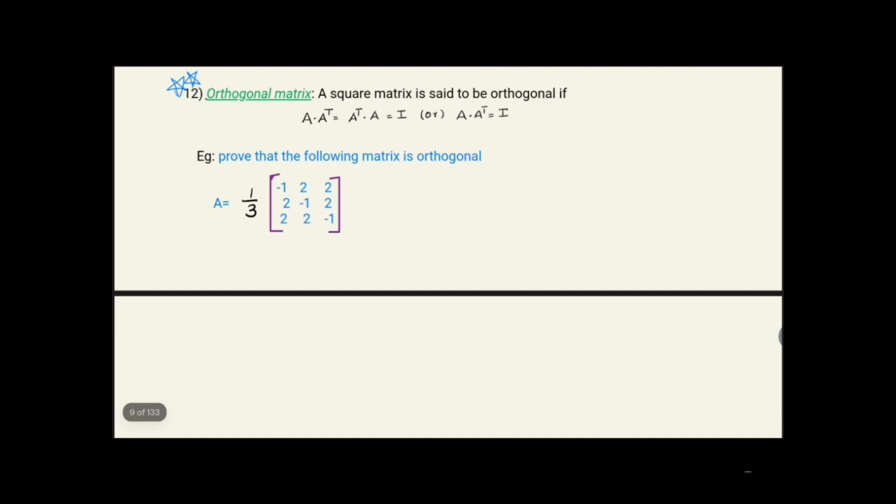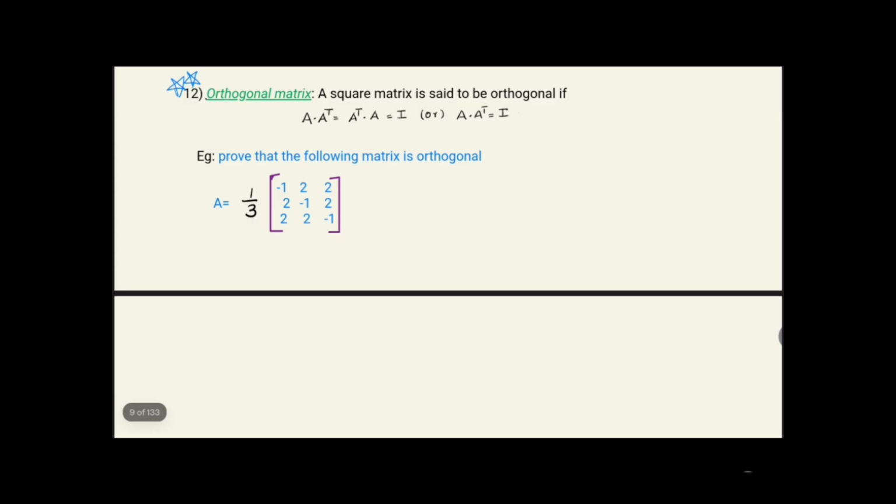So what is the question here? Prove that the following matrix is orthogonal. The matrix is given as 1 by 3 into the matrix minus 1, 2, 2, 2, minus 1, 2, 2, 2, minus 1. Now let me start the problem.